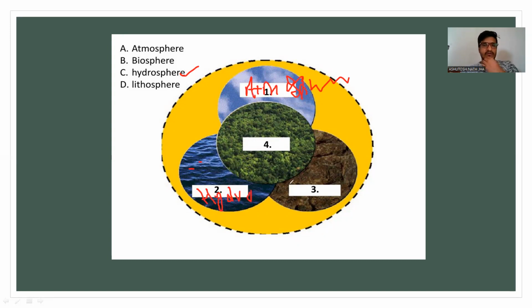And then the next picture. What does this depict? Yes, very good, student. That is known as the lithosphere, the solid part of our earth. You have to write lithosphere also. And then the fourth picture, the last one, depicts the biosphere. So all living organisms come under the biosphere. Very good, students. So this is all about the major domains of our earth.